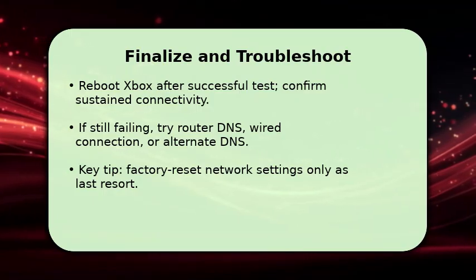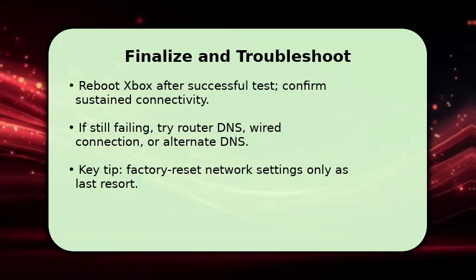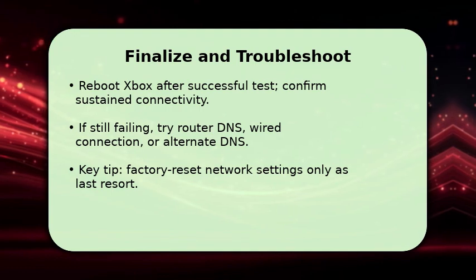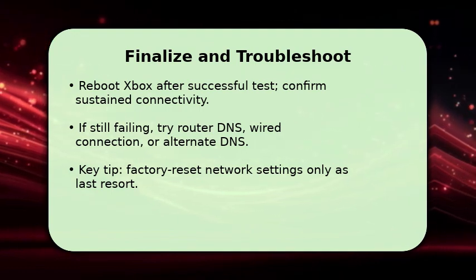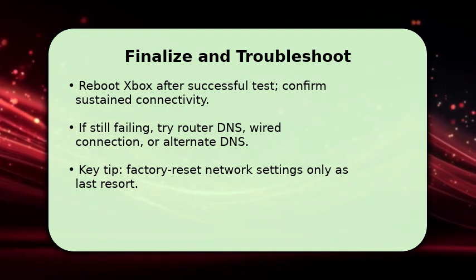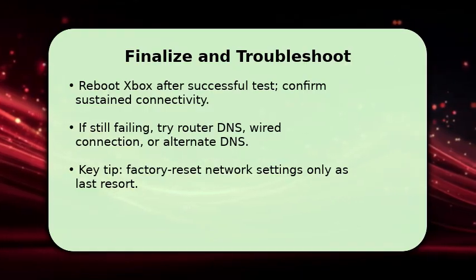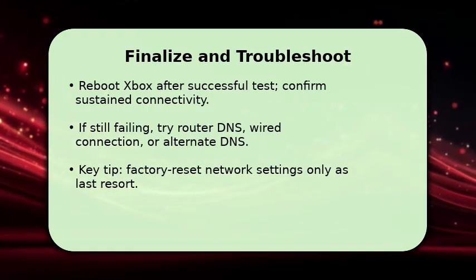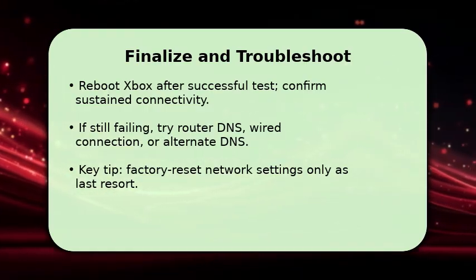stability. If issues persist, switch to a wired Ethernet cable to eliminate Wi-Fi variables, or change the router's DNS to the same public servers you tried on the console. If that still fails, reset the console's network settings back to factory defaults.